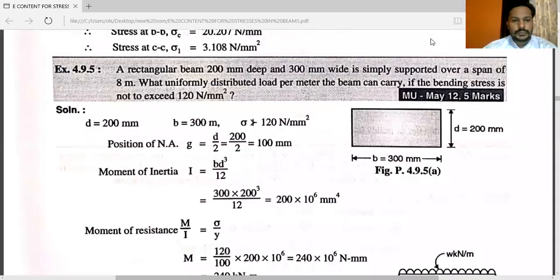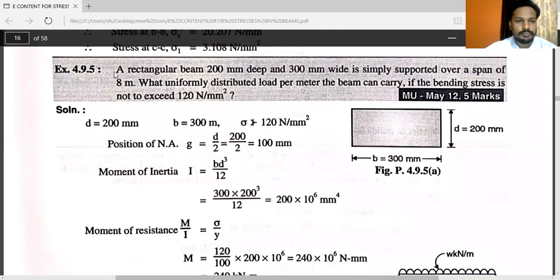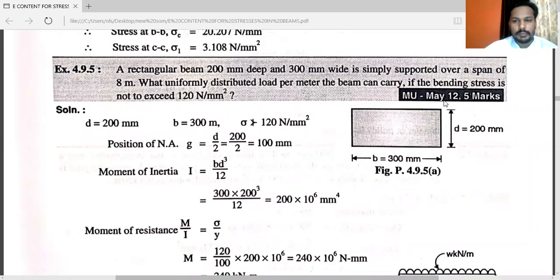Hello friends, in this video we are going to solve the problem on stresses in beams. This is the second problem. The problem is from May 2012 for 5 marks.